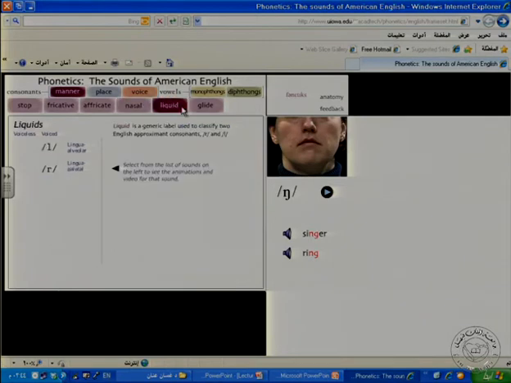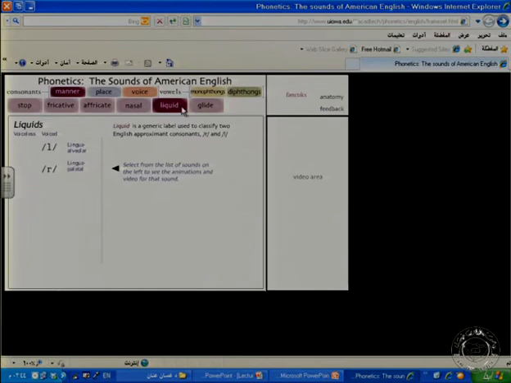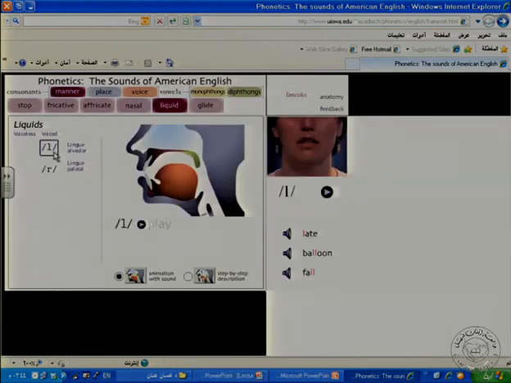Next we have liquids. We have two sounds here, as I said: l, l, and here see l. There's a complete closure, and of course the airstream goes out of the two sides of the tongue, out of the oral cavity, not the nasal cavity, because there is a complete closure. The nasal cavity is closed, so the air passes between the two sides of the tongue.